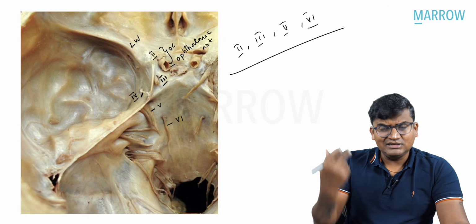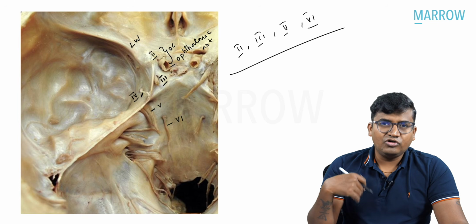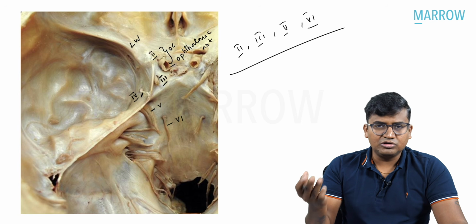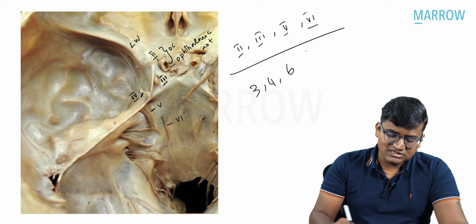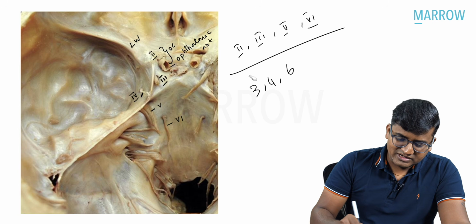The question they are repeatedly giving is which of the following nerves are involved in ocular movement, or which of the following nerves are not involved in ocular movements. The nerves involved in ocular movements are the third nerve, fourth nerve, and sixth nerve. These are the three nerves supplying the extraocular muscles. So this is the question we are getting repeatedly.